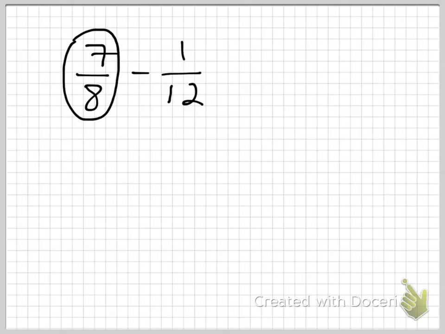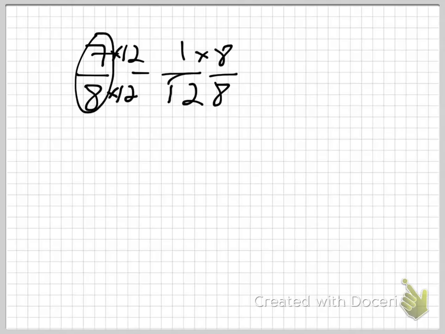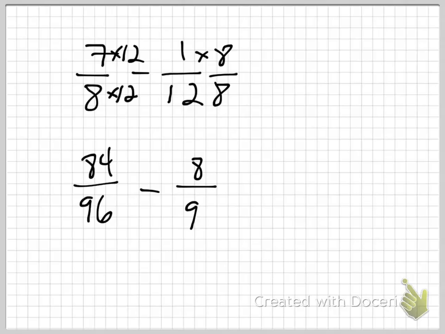I could take this whole fraction and multiply it by 1 in the form of that denominator, 12 over 12. And multiply this whole fraction by 1 in the form of 8 over 8. You see that this whole fraction is multiplied by 1 in the form of 12 over 12, and this whole fraction is multiplied by 1 in the form of 8 over 8. Here's what I'm saying. When I do this, it gives me 84 over 96 minus 8 over 96.